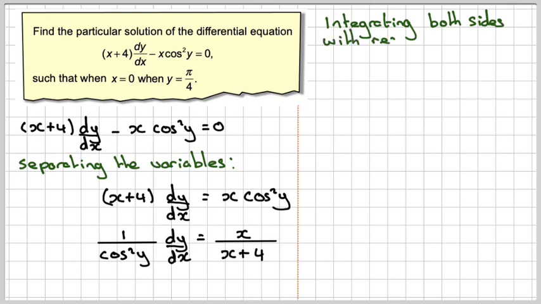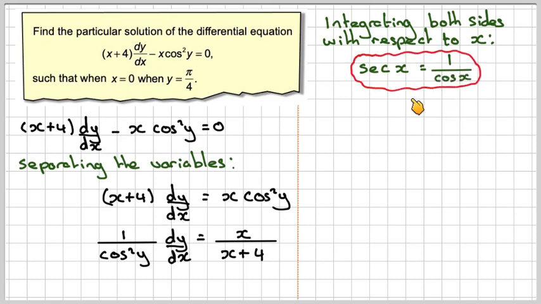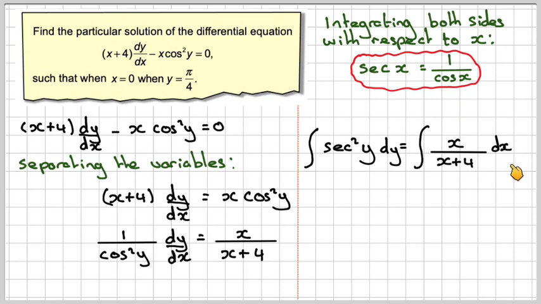But we will write 1 over cos as sec, that sec is 1 over cos. So we will now write the integral of sec squared y dy, that's 1 over cos squared dy. Okay, we're integrating both sides with respect to x, and it is equal to the integral of x over x + 4 dx.